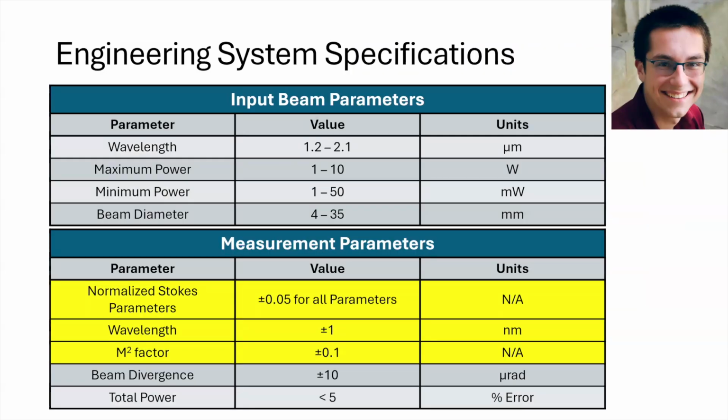So for our full system specifications, we have a wavelength range around 1.2 to 2.1 microns. Also a maximum power between 1 to 10 watts, minimum power between 1 to 50 milliwatts, and a beam diameter from 4 to 35 millimeters. For our measurement parameters, we want to have the normalized Stokes parameters to be within 5% for all the parameters, wavelength within a nanometer, M-squared factor within 10%, and beam divergence within 10 microradians.